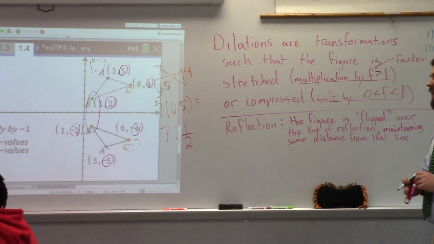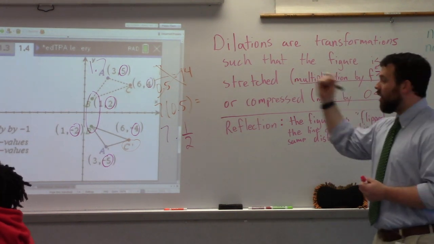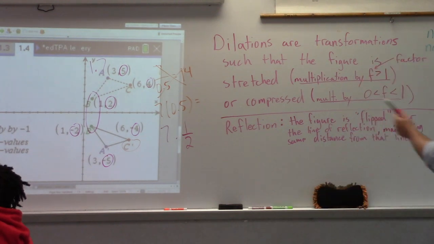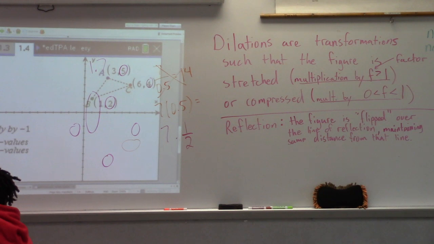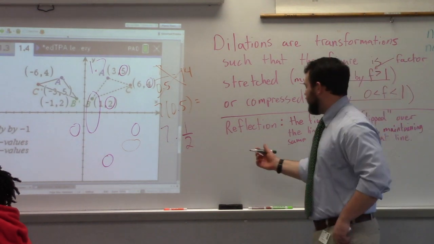So we have a definition of what is a reflection, but what is causing that reflection? Okay, the change in the y value, but what's causing that change in the y value? Remember, it was only the change in the y value there. I can also change the x. Multiplication by a -1.